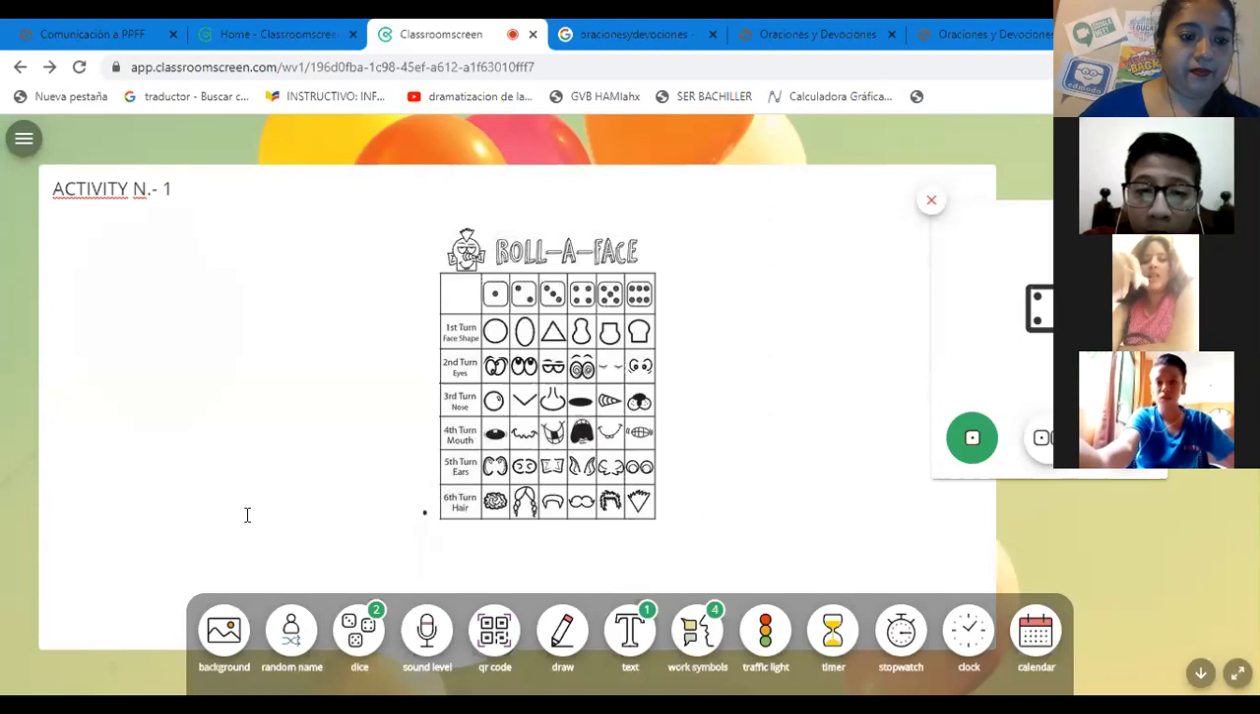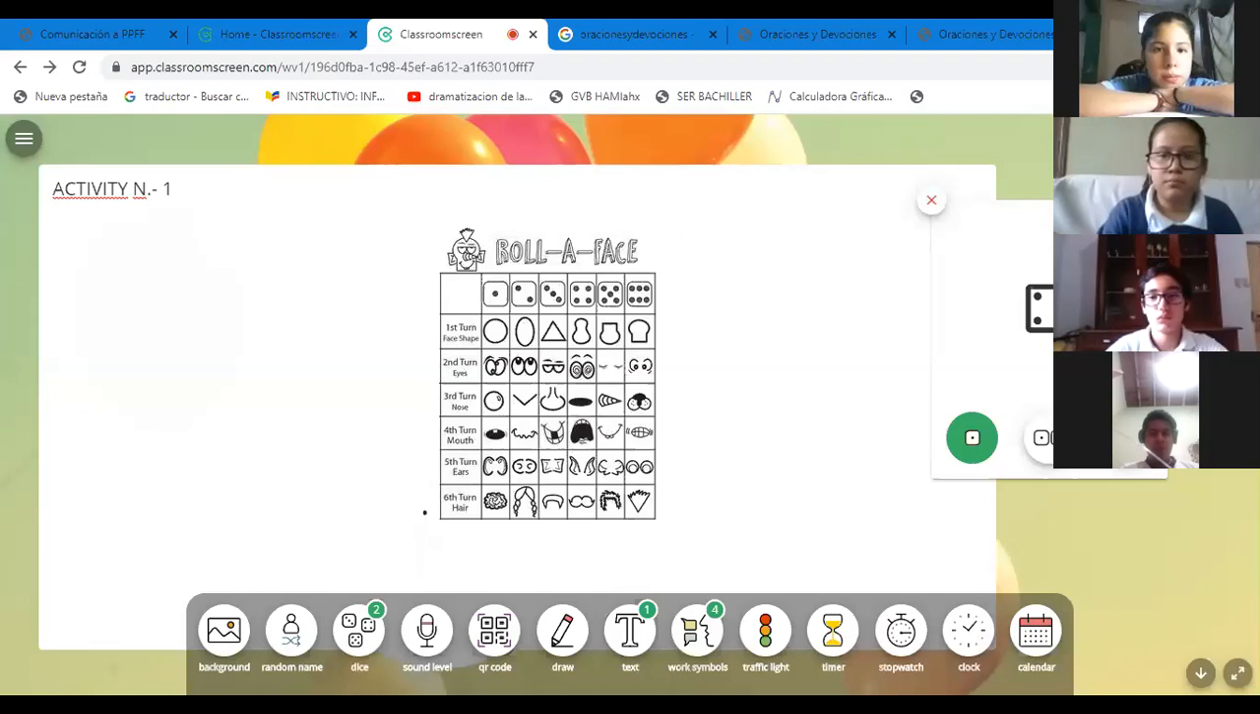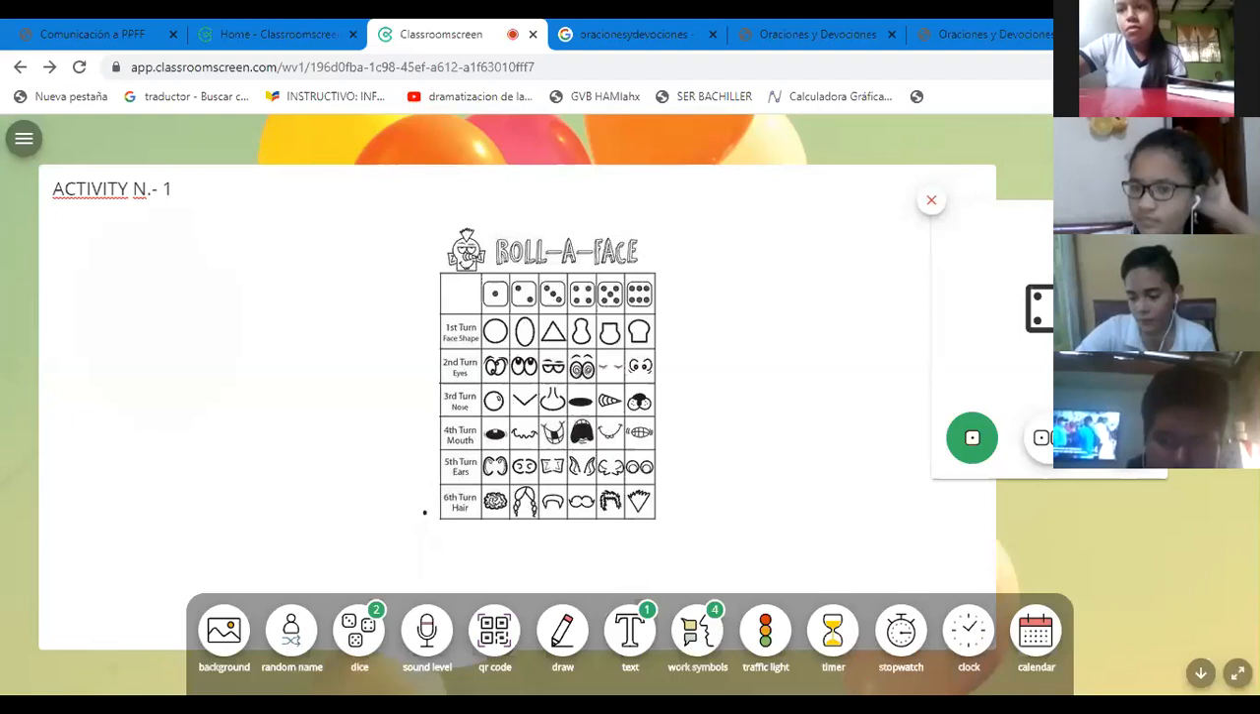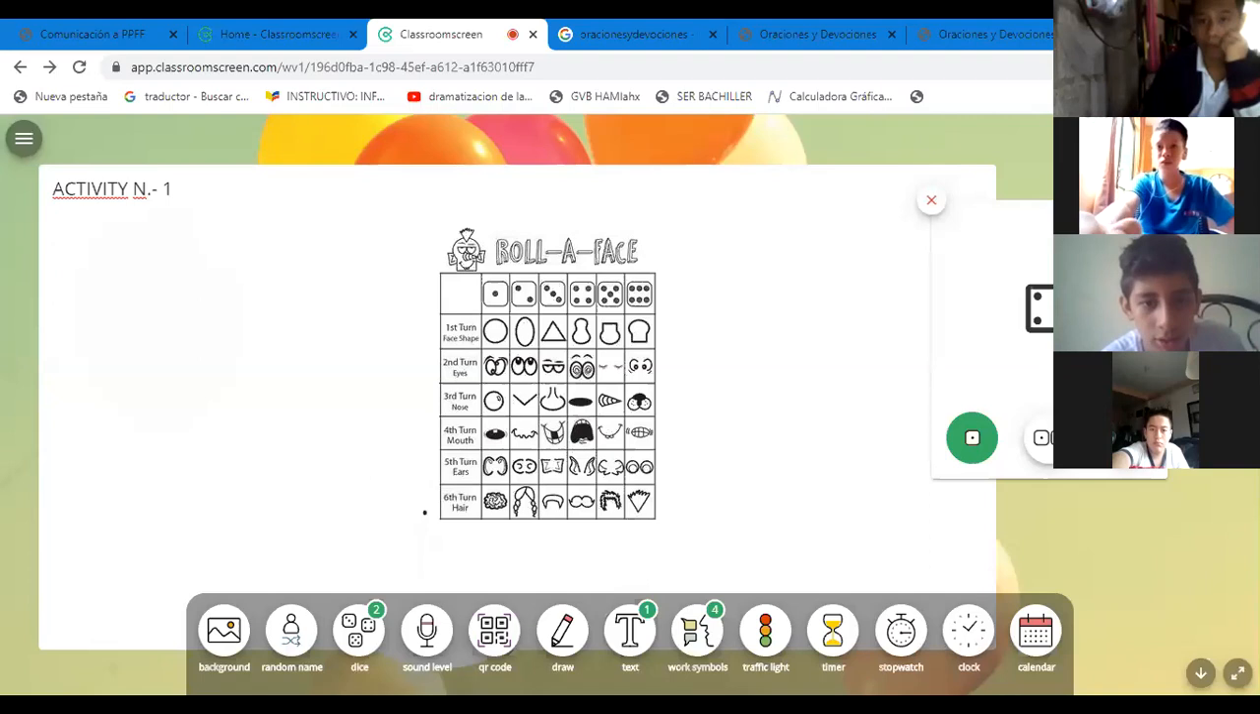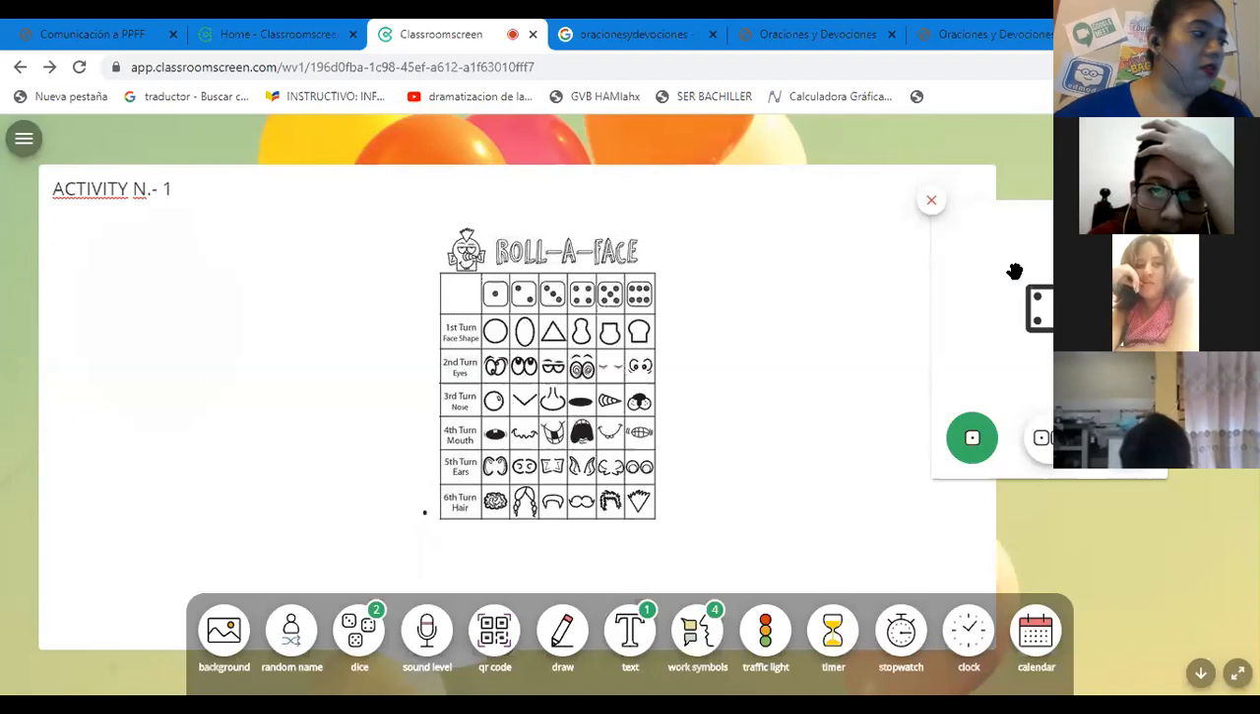Por ahí algunos pusieron. Abajo, no sé si se dan cuenta. Por ahí Riera ya puso. Ok, algunos ya han puesto. Very good. Let's continue. I throw the dice. You look at the number, and you draw the face shape.